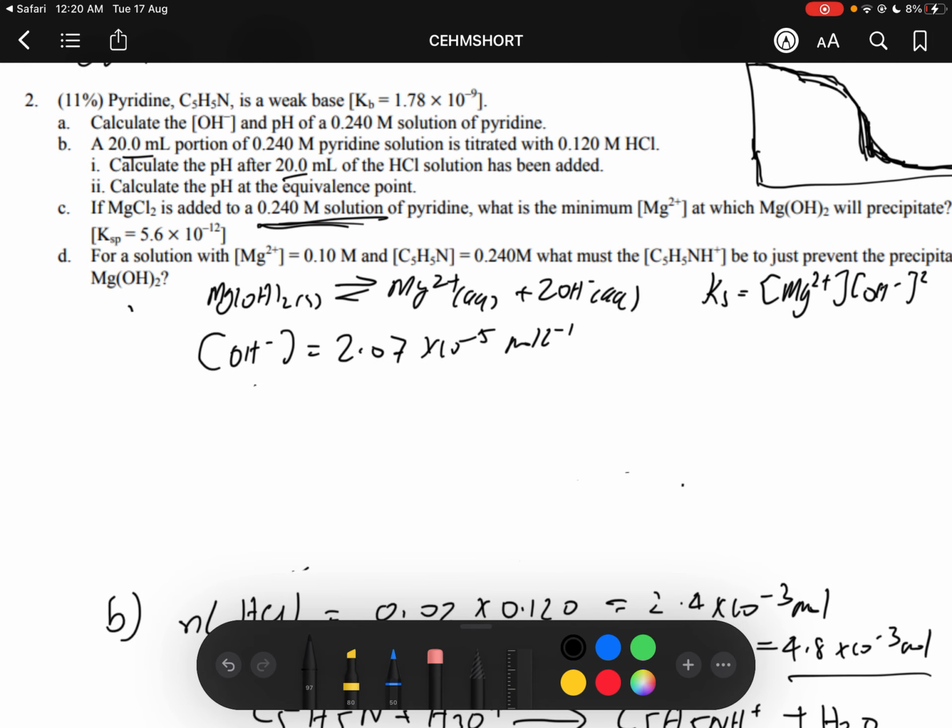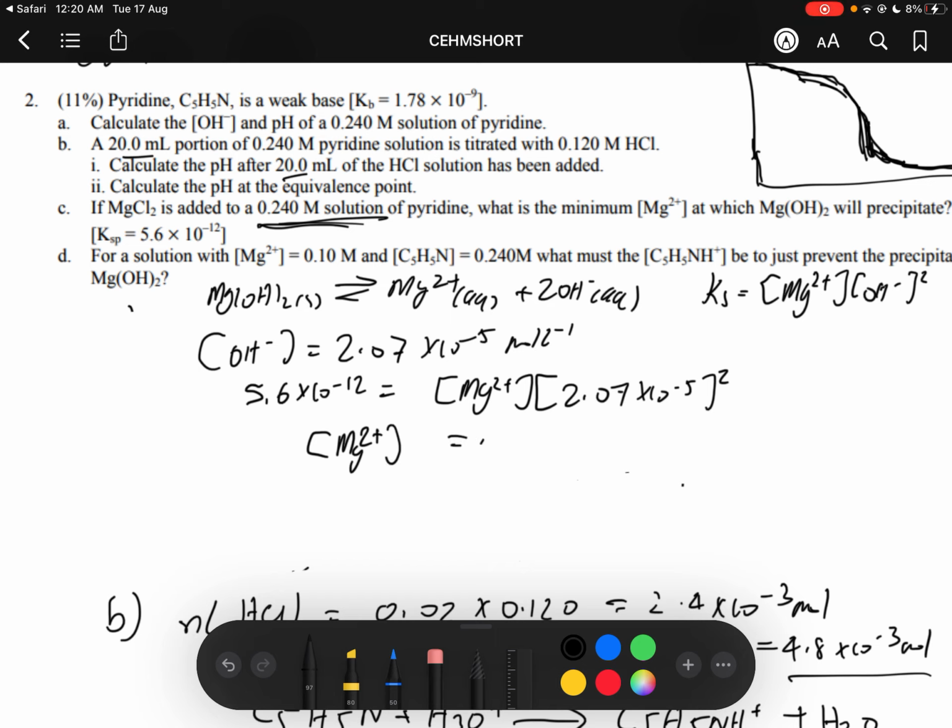So it's very simple here. We can find the Mg2+ required just by rearranging the Ksp expression. 5.6 times 10 to the power -12 equals Mg2+ times 2.07 times 10 to the power -5, squared. That gives us an Mg2+ concentration of 0.0131 mole per liter. That is required for the precipitation to occur.